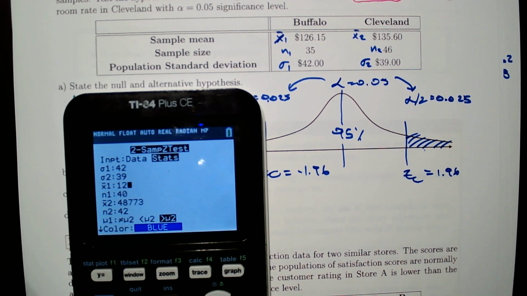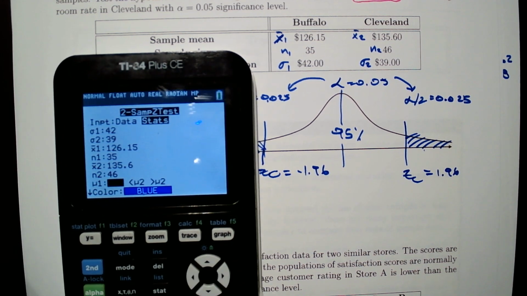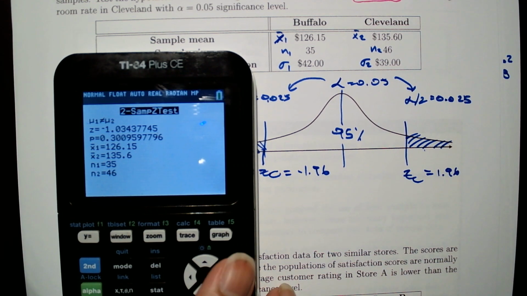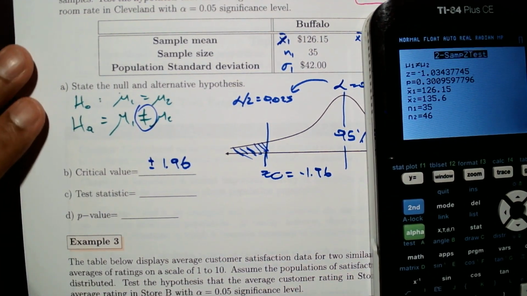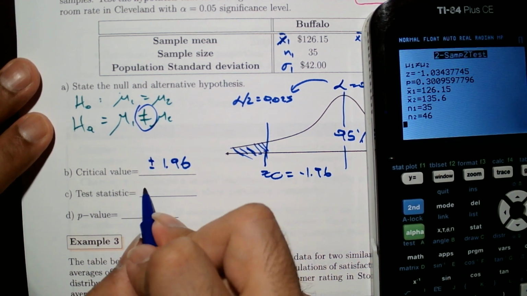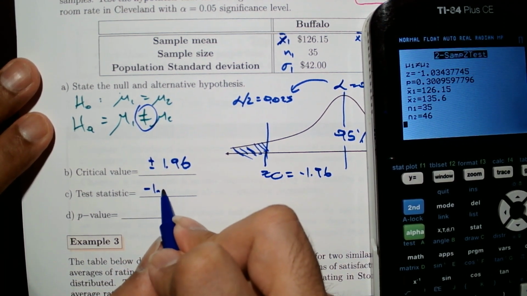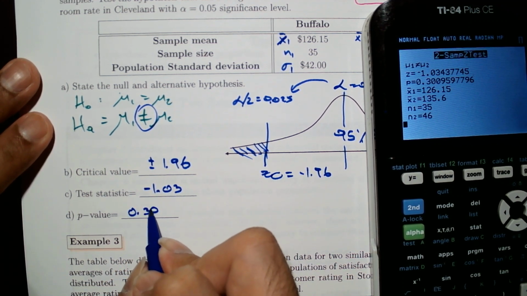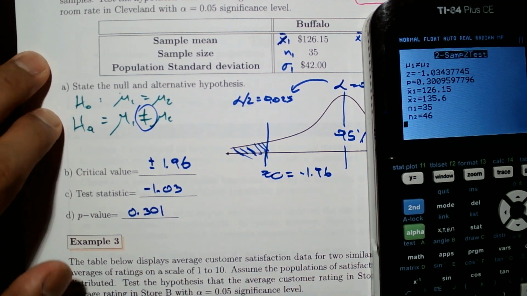x bar 1 is 126.15, and n1 is 35. And x bar 2 is 135.6, and n2 is 46. In this case, we want to test that they're not equal. So let's calculate. Our test statistic will be negative 1.03, and our p-value is 0.301, rounding to 3 decimal places.